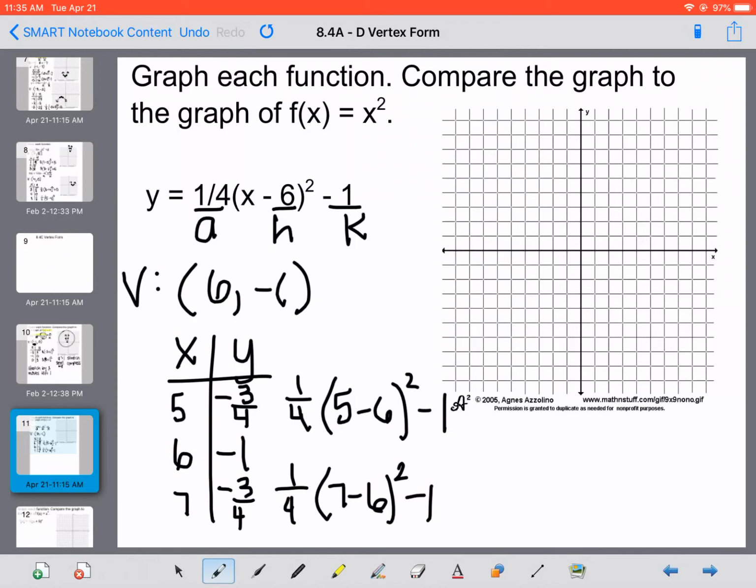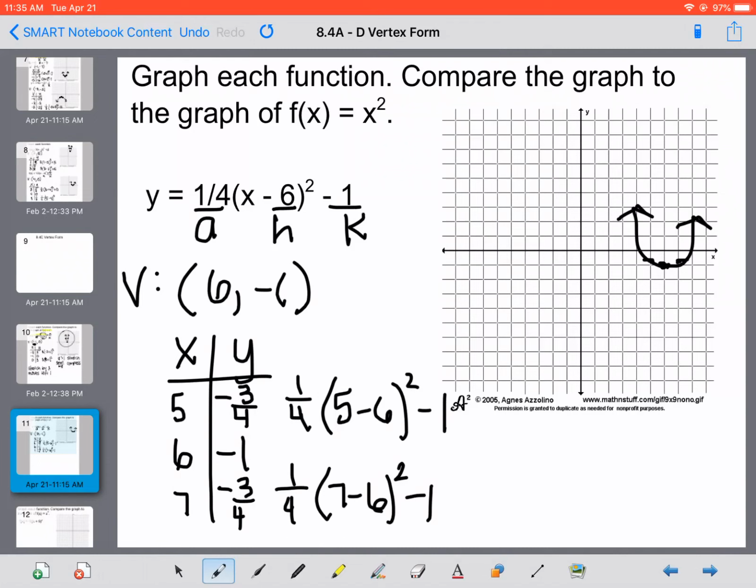So let's plot our points. If we plot our vertex first, 6, -1 means I'm going to go right 6 and down 1. And then 5, -3/4. So I'm going to go not quite to -1. And then 7, -3/4 would be the same. And then there is our graph.